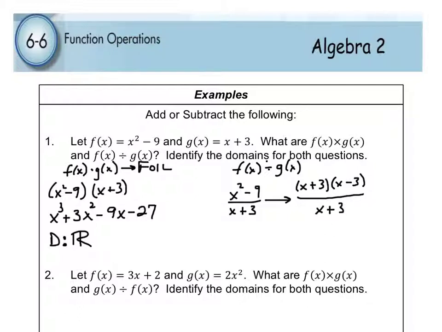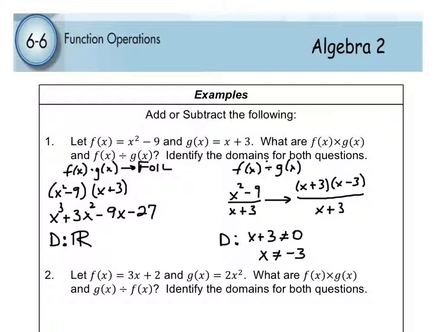Before I go any further and do any canceling, I'm going to go through my domain. We have something in the bottom of a fraction, so I take whatever's in the bottom of the fraction and set it not equal to 0, because the bottom cannot be 0. Now I solve that equation. I'm just going to subtract 3, and x cannot be negative 3. That's my domain. If I have negative 3 as x, that's going to make 0 in my denominator, so I can't have that. So now let's go back up to the top.